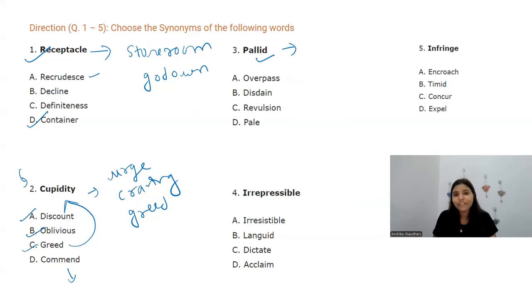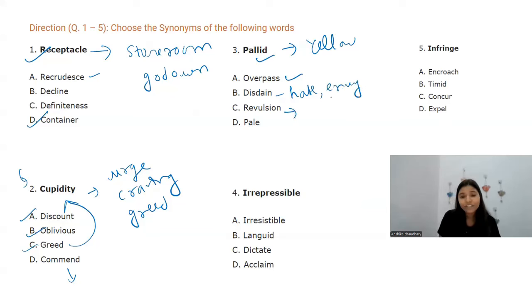Okay, so pallid. Pallid means one who is yellow in color, right? So yellow. Okay, overpass means crossing of two highways. So it doesn't make any sense here. Disdain. What is the meaning of disdain? Disdain means a feeling of hate or envy, right? Revulsion. Revulsion means change, transformation, or transition. Pale means yellow, right? So pale will be the correct answer for this particular question. Let's move on to the next question.